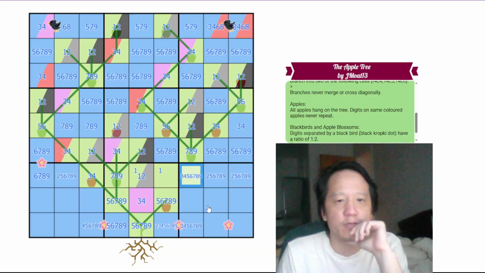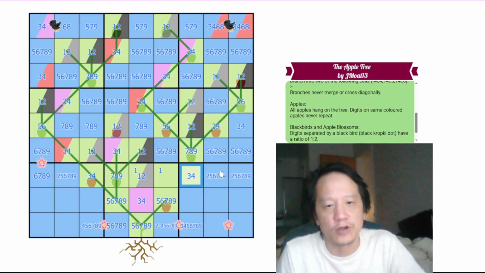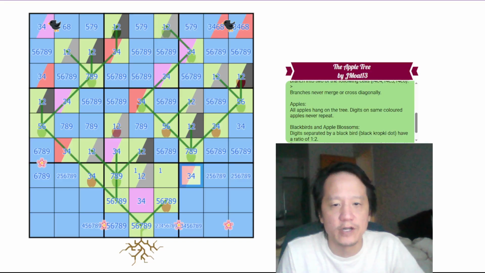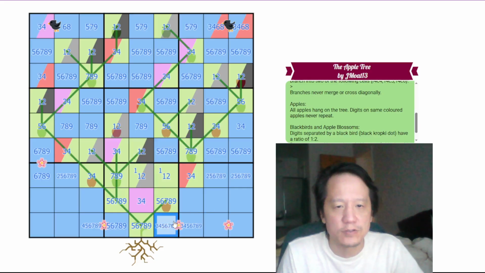Therefore, this must be a branch. It cannot branch twice, so it must be 3, 4 here, which forces this to be the red 3, 4. That means this cannot branch at all, so this is the guaranteed 1, 2, so this cannot be 2. Therefore, we have a 5, 6, 7, 8, 9 quintuplet in box 8. Therefore, that eliminates 5, 6, 7, 8, 9, and the rest of the box. This is 3, 4. It's not part of the tree. It is red.